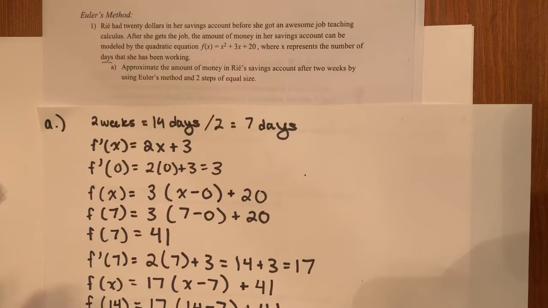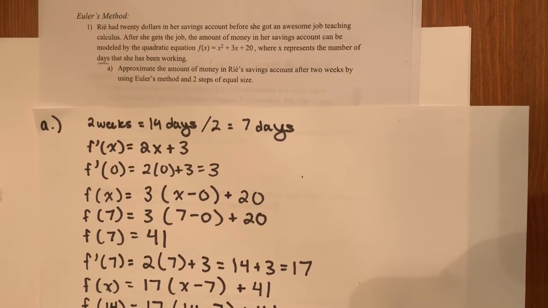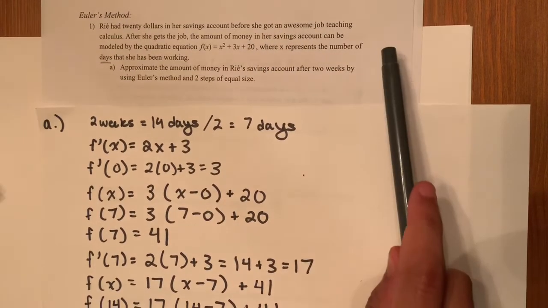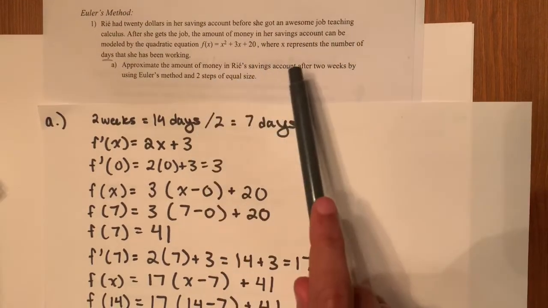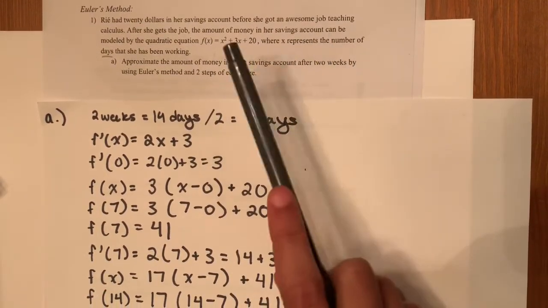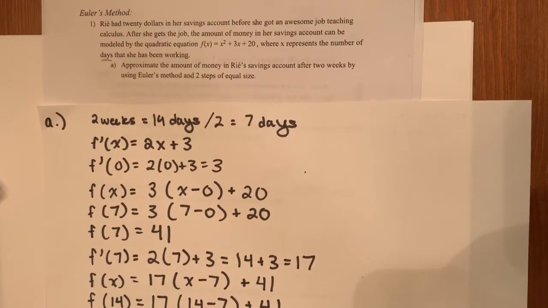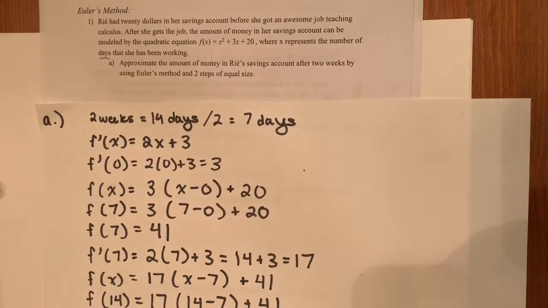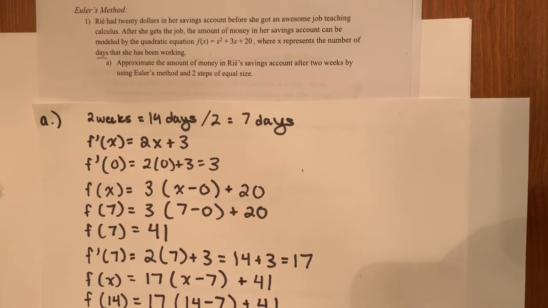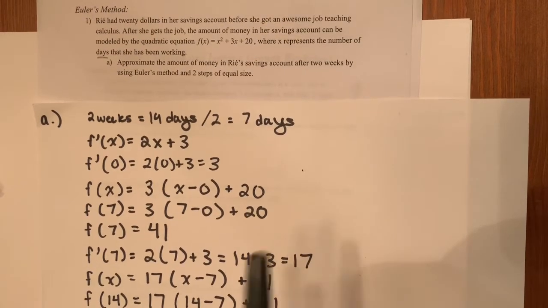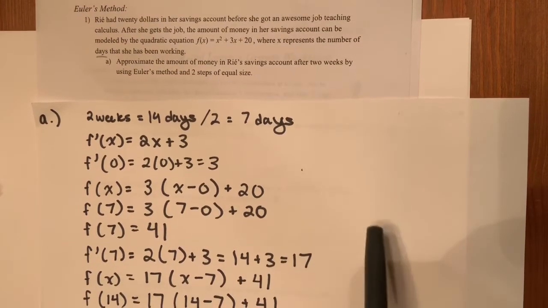So now we're going to do the first problem in the Euler's method portion of our worksheet. The problem says Ray had $20 in her savings account before she got an awesome job teaching calc. And after she gets the job, the amount of money in her savings account can be modeled by the quadratic equation f of x equals x squared plus 3x plus 20, where x represents the number of days that she's been working. So now we're going to approximate the amount of money in her savings account after 2 weeks by using Euler's method in 2 steps of equal size.